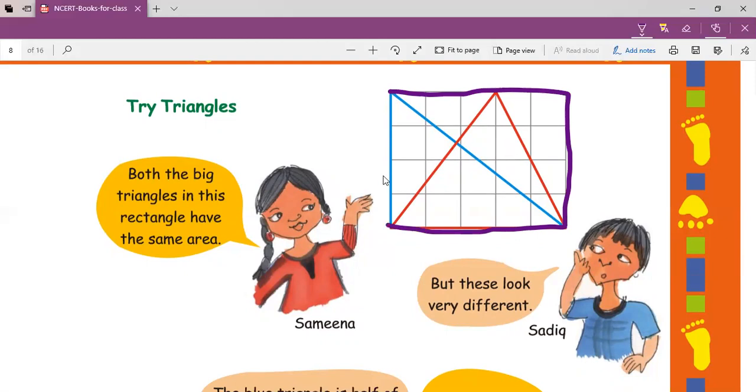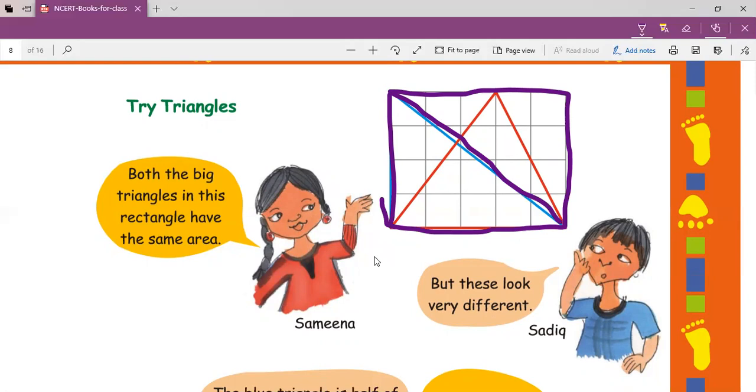It is a very important part, okay? Just observe properly. This is a rectangle. Now the blue triangle, this is the blue triangle, the middle part. He is saying that it is half of a rectangle. Yes, it is half of a rectangle.